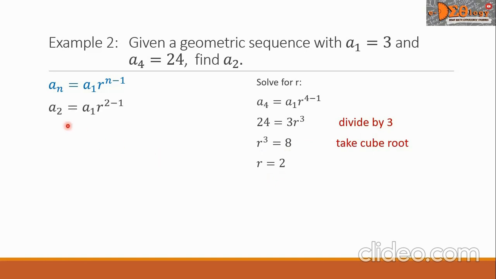Now we are ready to get a sub 2, and this is equal to a sub 1 times r raised to 2 minus 1. And the power is simplified into 1. Let us now substitute the first term and the value of r that was derived here. So we have a sub 1 is 3 as given here, times the r, which is now 2, raised to the power 1. So simplifying further, our a sub 2 is equal to 6. So this is our final answer.